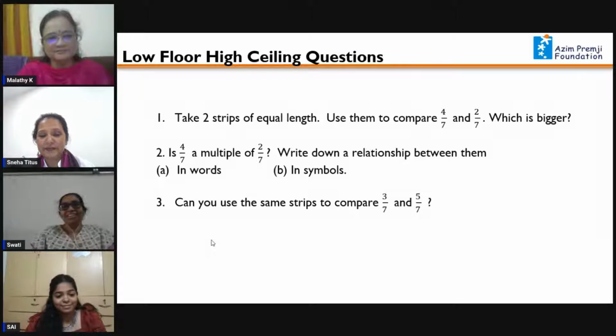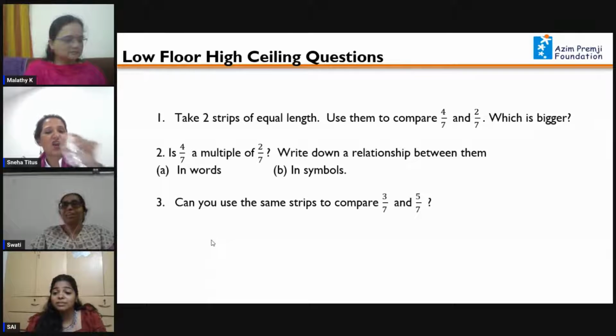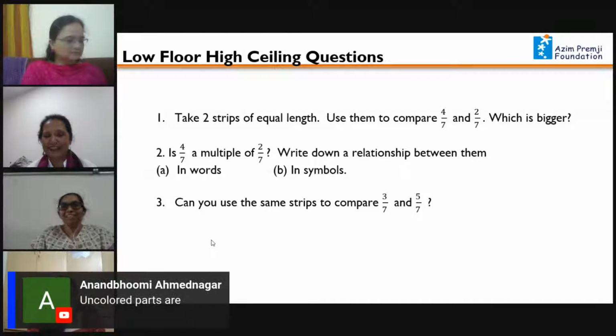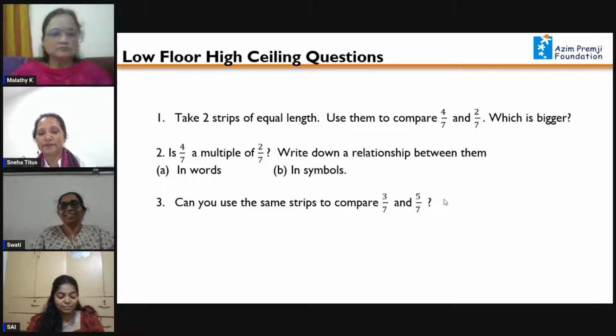Okay, so one of the audience, Anand Bhumi Ahmednagar, has said uncolored parts. That was exactly what I was looking for. Thank you. I'm so glad the audience is participating actively. If you look at this, when you color 4 parts out of 7, there will be 3 parts unshaded. And when you color 2 parts out of 7, there will be 5 parts unshaded. So they can not only compare the shaded parts, they can also compare the unshaded parts.